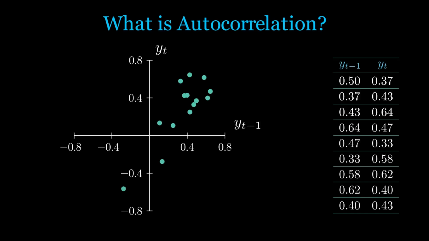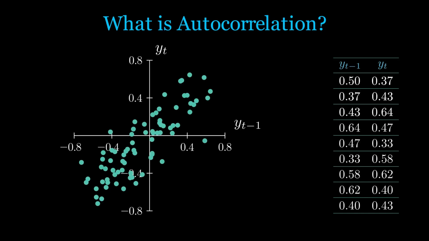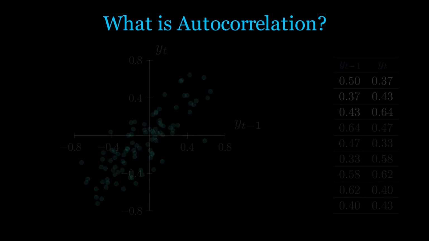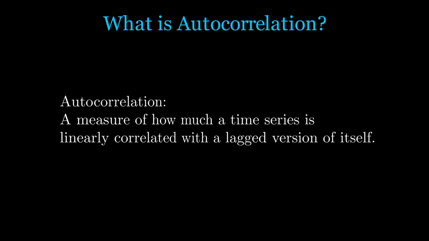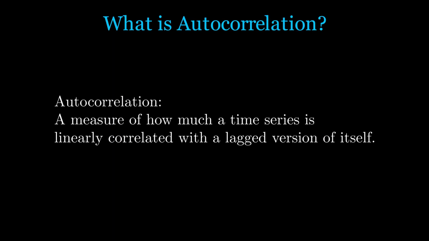If we continue this for all t, we reveal a clear linear pattern between y_{t-1} and y_t. It's not random after all. This relationship is known as autocorrelation. It is a measure of how much a time series is linearly correlated with a lagged version of itself.